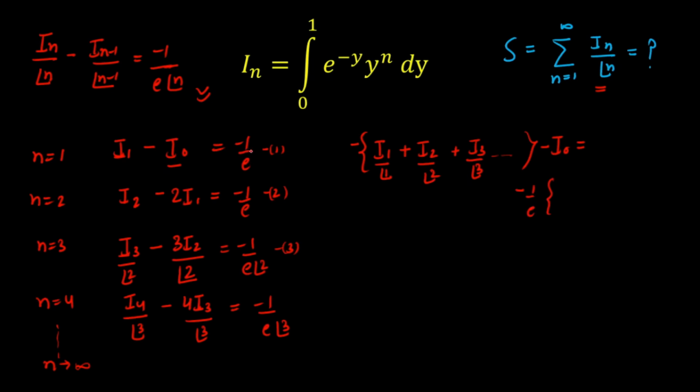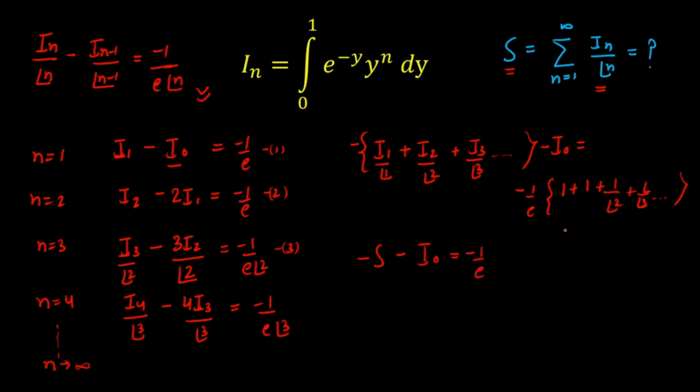Now the rest I'll write here, that is 1 plus, if you take minus 1 by e common from the second equation, 1. From the third equation it is 1 by 2 factorial plus 1 by 3 factorial, and it goes up to infinity. Now let's simplify this. So this we have taken as capital S, so this is our sum S with a negative sign, so this is equal to minus of S, and here you'll get minus S minus I0, and this is equal to minus 1 by e.